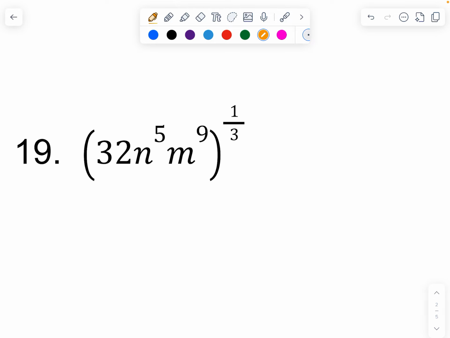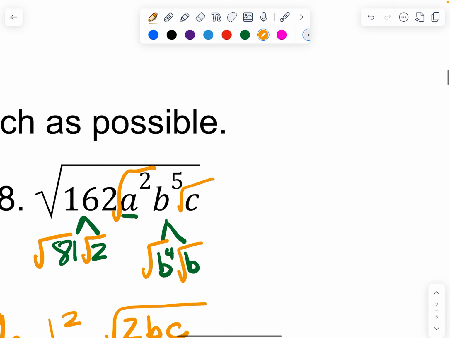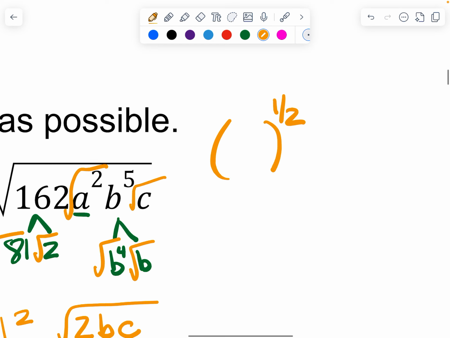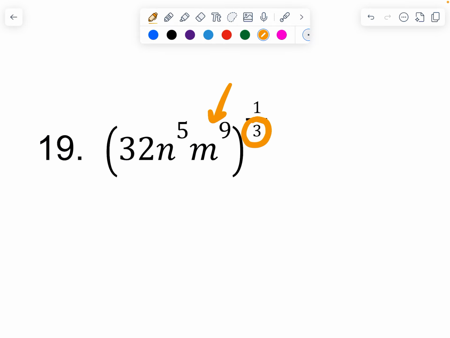This one, I'm taking the cubed root. That means that the exponents need to be divisible by 3. This over here was the square root, so that's something to the 1/2 power. So that's why we needed something that was even, because 2 goes into all even numbers. Here, we need all of the exponents to come out to something that is divisible by 3.